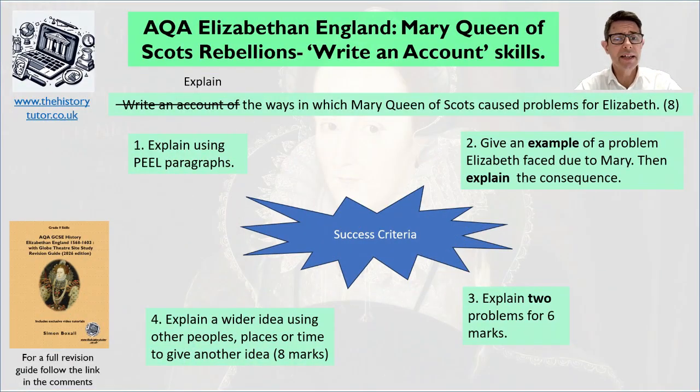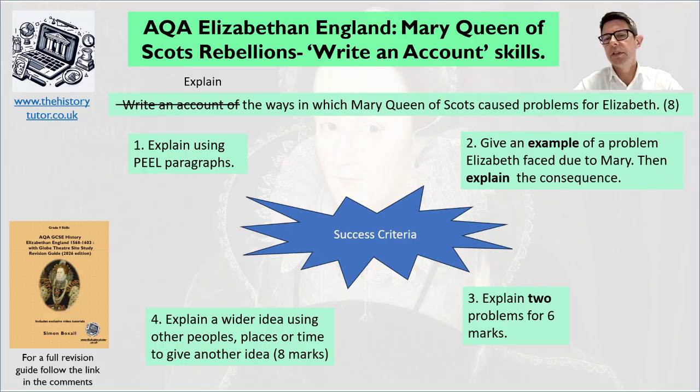Okay, well, you're going to explain in this question. It's 8 marks. Descriptions normally are 4 marks in AQA. 8 marks suggests we've got to show higher skills. So we've got to explain in PEEL paragraphs. So don't think about this as a write an account question. Think about this as an explain question. Explain the ways in which Mary Queen of Scots caused problems for Elizabeth. That's the best way of thinking about this.